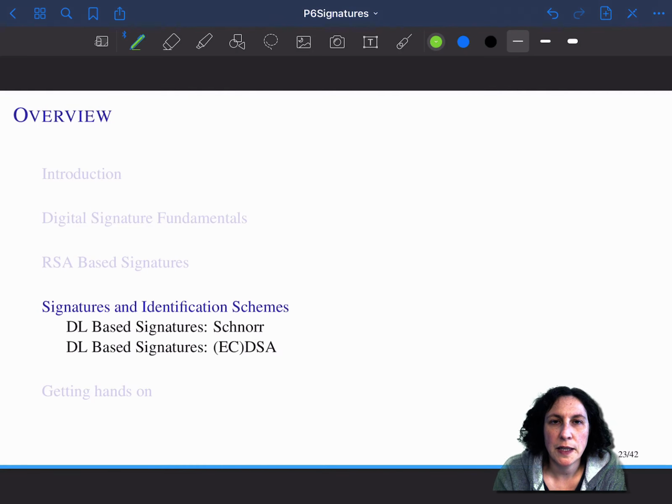Welcome back to our next segment. This will be about digital signatures based on the discrete logarithm problem. And we will actually take a little detour to construct these schemes.